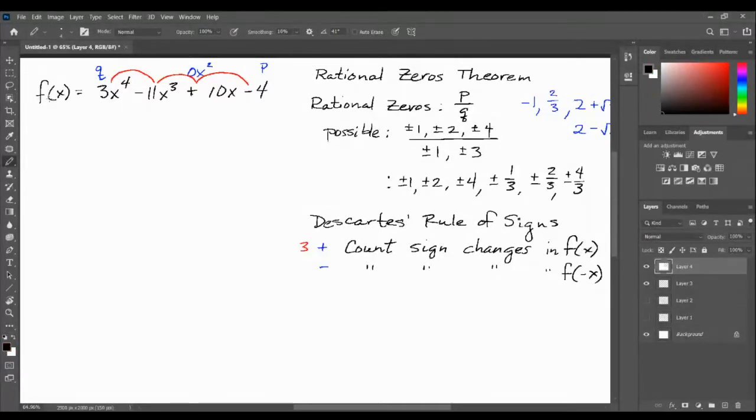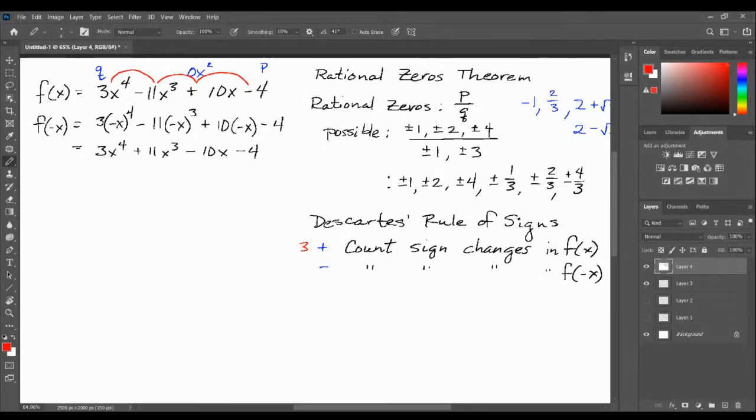Now let's look at f of negative x. So we would have 3 times negative x to the 4th minus 11 times negative x cubed plus negative x minus 4. And a negative raised to an even power is a positive. So this would stay 3x to the 4th. A negative raised to an odd power is negative. So this becomes positive 11x cubed. This would be minus 10x minus 4.